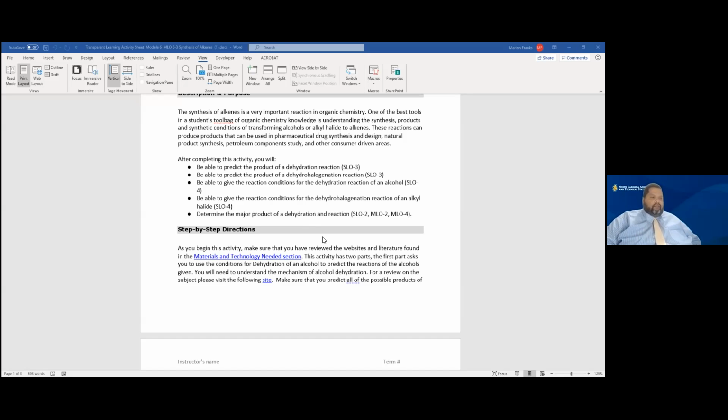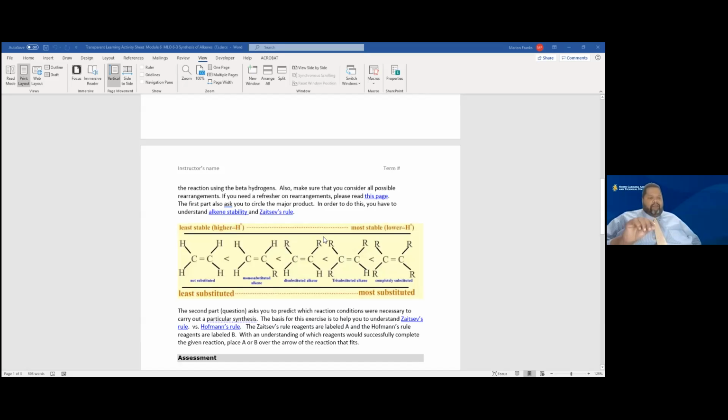So as we go to the step-by-step directions, we've given direction to the students both by telling them to look in the materials and technology needed section to review some of the parts that they'll be learning, but also as they continue reading. Sometimes students will come to you and tell you, "I'm lost in the class." Well, if they're following the transparency sheet, they'll be able to click on different spots and be taken to websites and videos that can help them so that they won't be so lost.